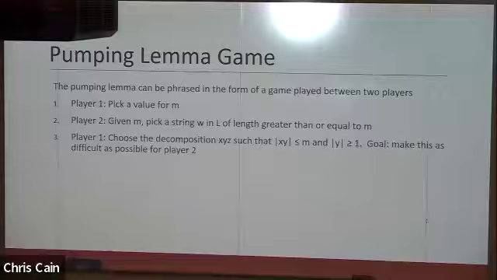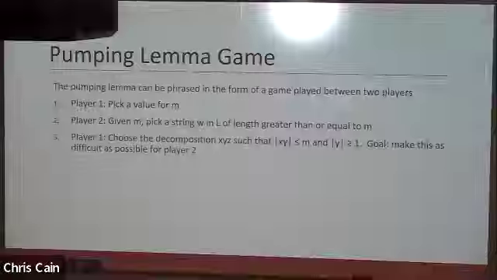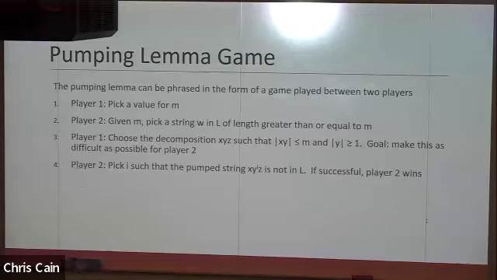If they do this really well, then player 2's life is challenging. So player 2 must pick the i, the number of times that Y is repeated, such that we generate a string XY^iZ that is not in the language. If player 2 is able to do this, they win. If player 2 can't do this, then player 1 wins.